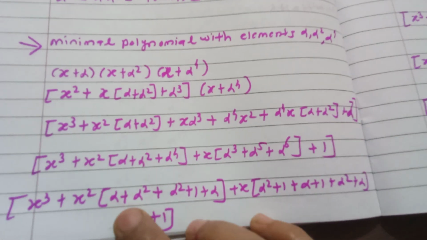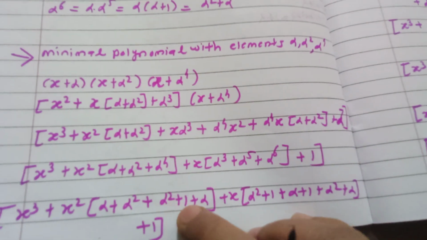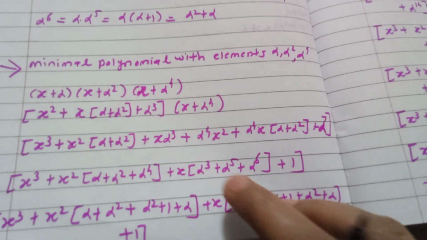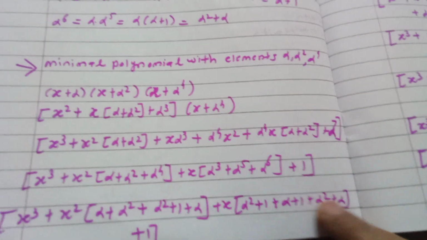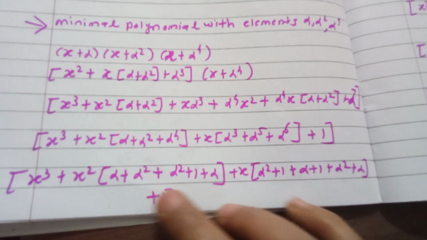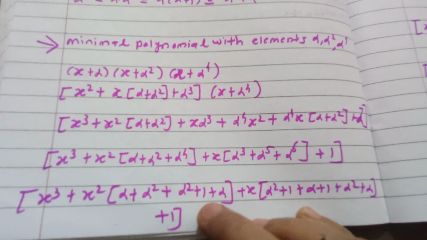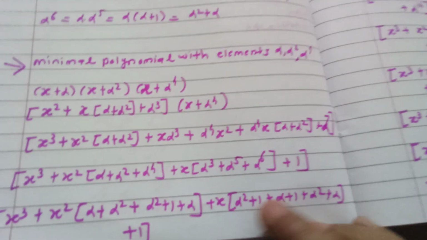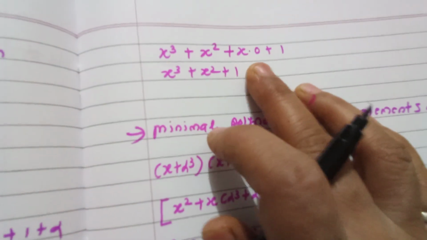So x cube plus x square, alpha plus alpha square plus 1 plus alpha, because alpha raised to 4 is alpha square plus 1 plus alpha, plus x. Alpha cube is equal to alpha square plus 1. Alpha raised to 5 is alpha plus 1. Alpha raised to 6 is alpha square plus alpha. So here you can observe that alpha and alpha get cancelled, alpha square gets cancelled, 1 remains. Here alpha square gets cancelled, alpha, 1, 1. So here 0, here 1. So the answer is x cube plus x square plus 1. So this is one minimal polynomial.